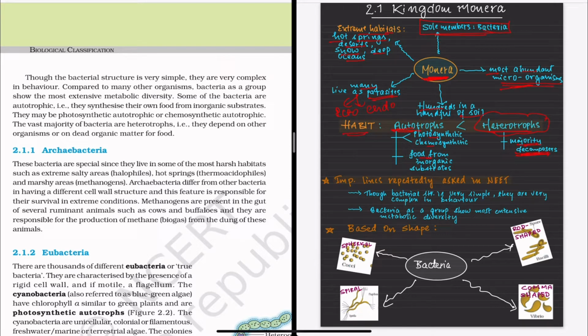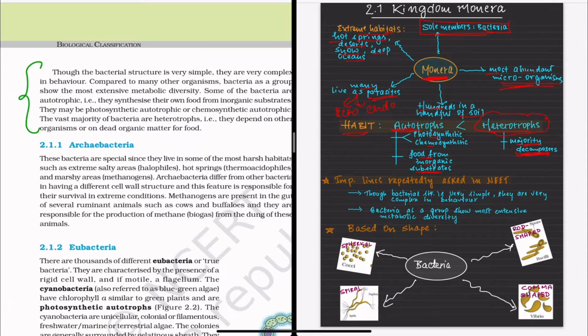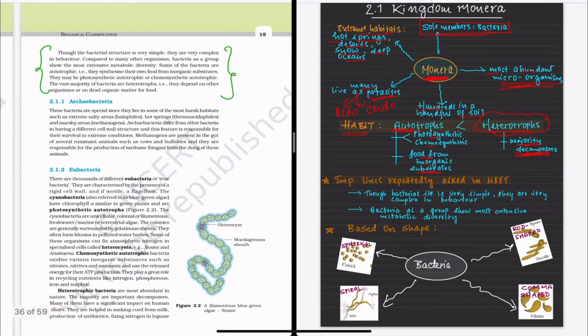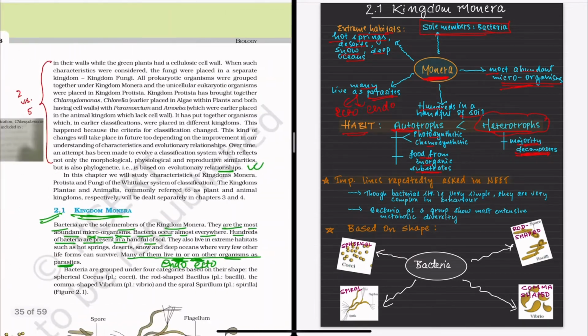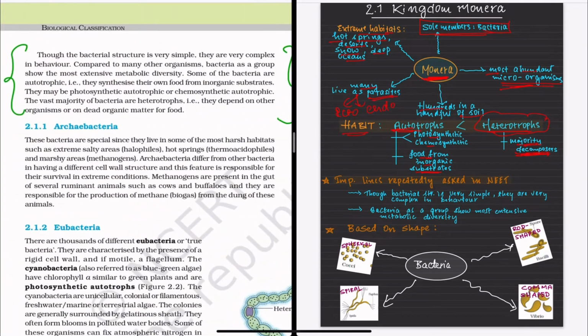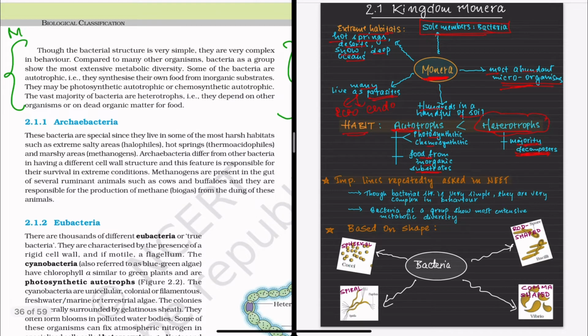Now you see, this paragraph is, I think, the most vital in this whole chapter. If not the whole chapter, then in this kingdom Monera, this para is the most vital and has the highest probability that students will get it wrong. I think. Now we'll analyze how.